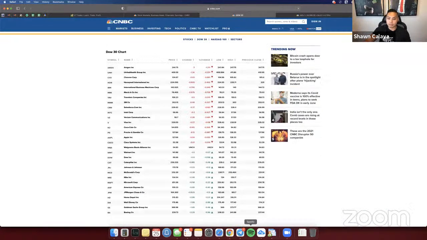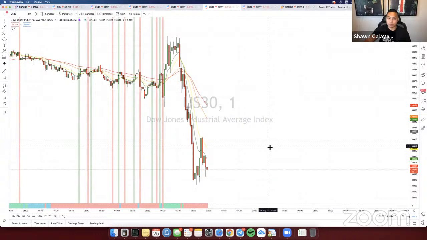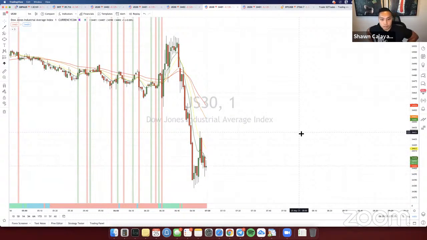Because whether the news is good or bad, price will react one way or the other. It's not necessarily going to go down just because it's bad news. It's not necessarily going to go up because it's good news. It can do the opposite.